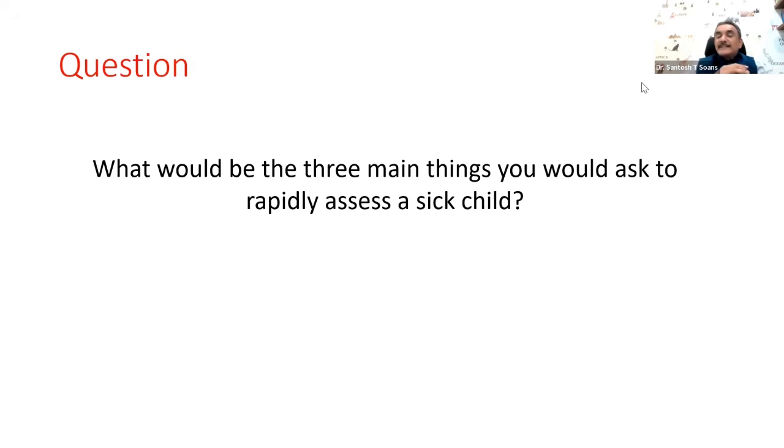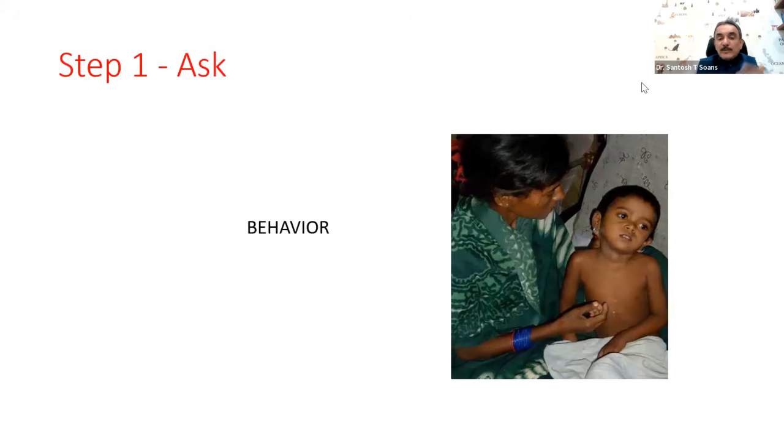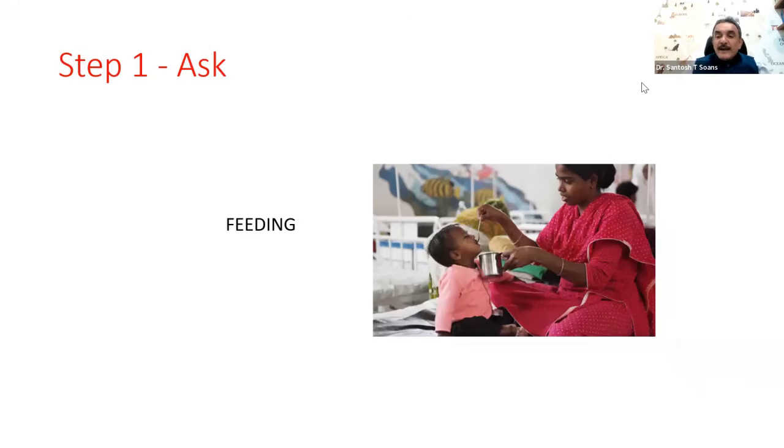So the three main things you need to ask rapidly to assess the child is, you need to ask for the behavior. Usually what the child does when he comes to the clinic, he is very active. He is so interested in your toys around. He likes to talk with the mother, and when you see this patient, he is not interested. Mother is trying to tell him something and he is sort of disoriented. So behavior is very important.